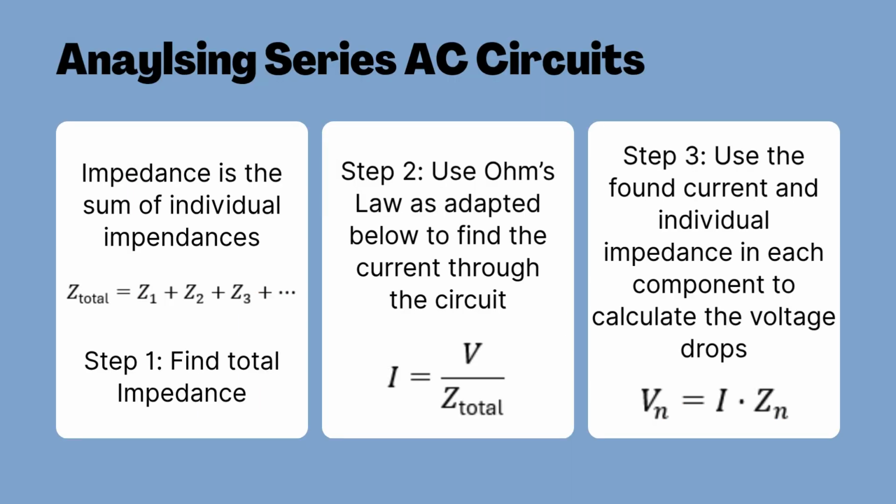To analyze a series AC circuit, 3 steps are involved. First, using equations from the previous slides, find each component's impedance and then add them together for the total impedance. Step 2 is to plug in the known AC RMS voltage and the total impedance into Ohm's law as seen here. This gives the total current in the circuit. From this, Ohm's law can be used with individual impedances to calculate voltage drops across components.